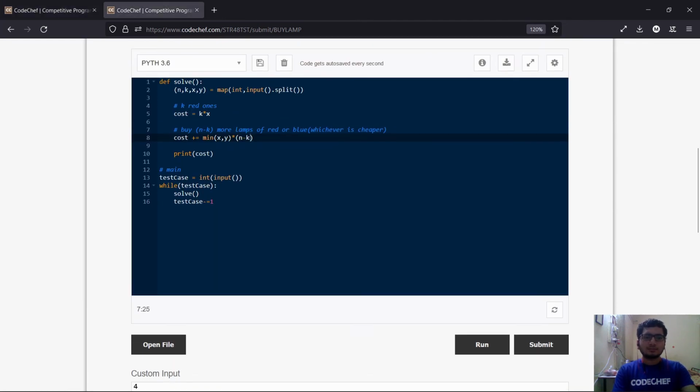Similarly for Python, I have taken t test cases. Then in the solve function, I have taken the input n, k, x, and y. To buy red ones, cost is equal to k into x. And to buy the next n minus k ones, it is minimum of x comma y multiplied by n minus k. And at the end, simply print the cost.